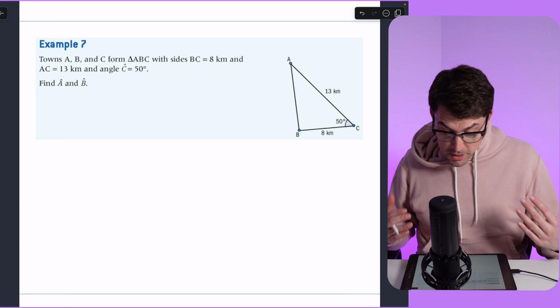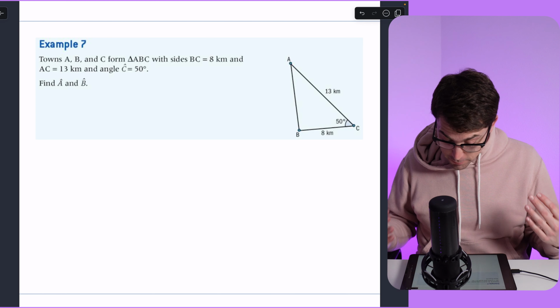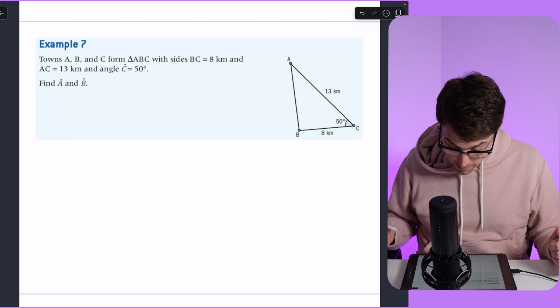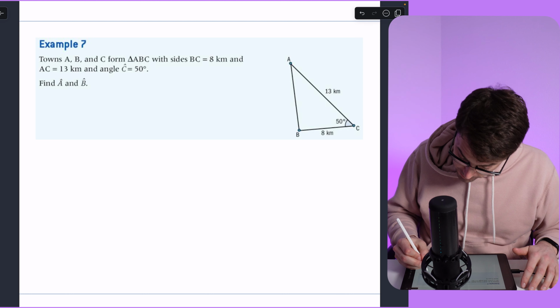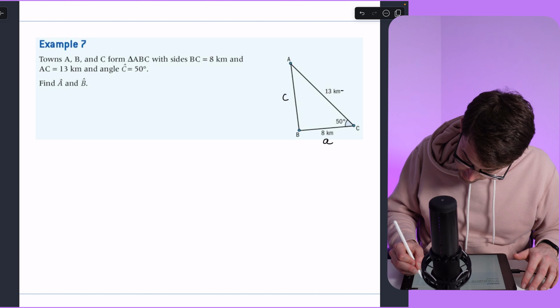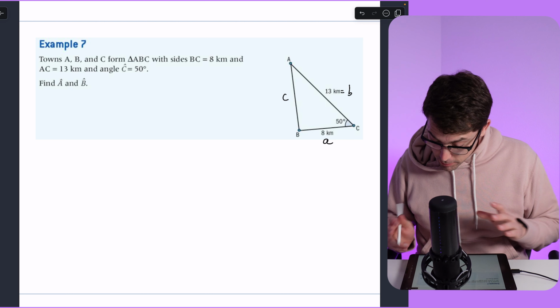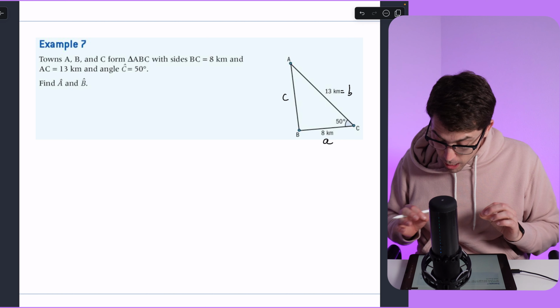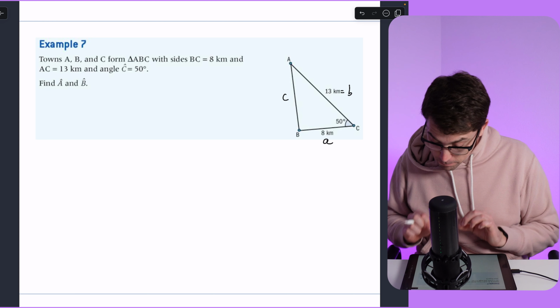Okay. So in this example, we have some towns that are located at different distances. So I know that BC is going to be 8. And again, for my purposes, I'm going to write this as little a. I'm going to write this as little c, and I'll write this as little b. Okay, so all my information is put into this triangle. I want to figure out what the angles of A and angle of B are.